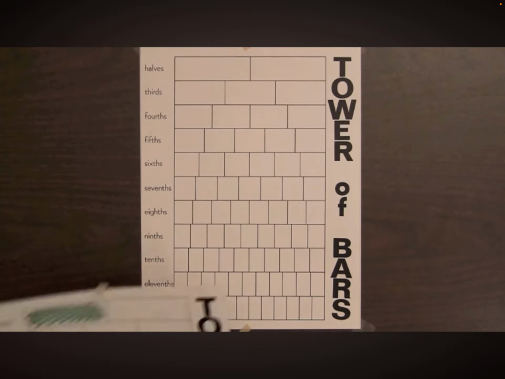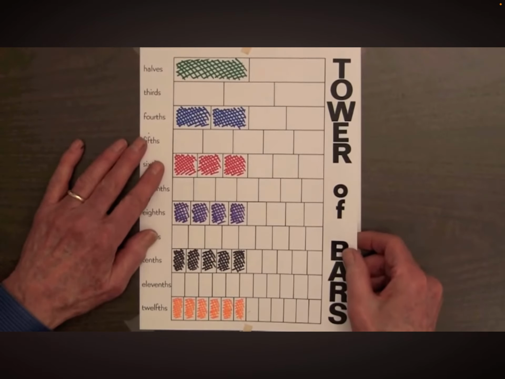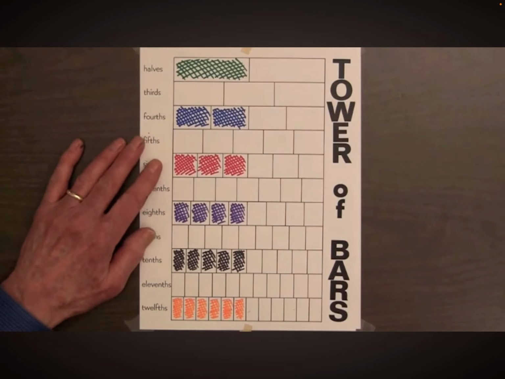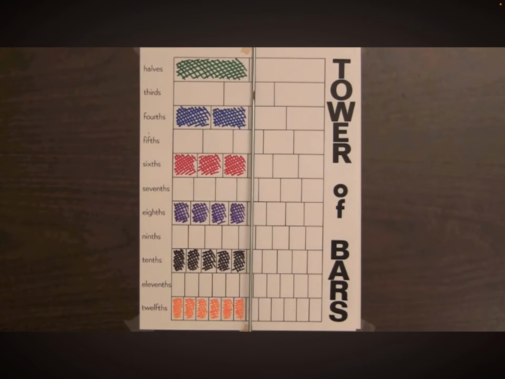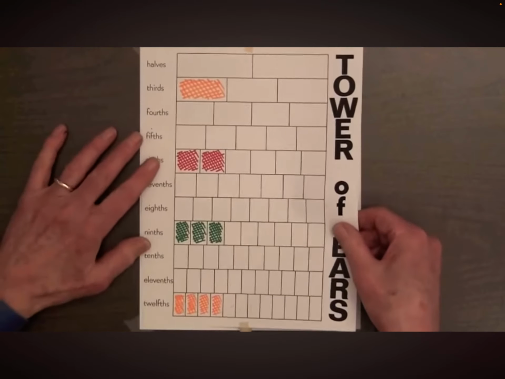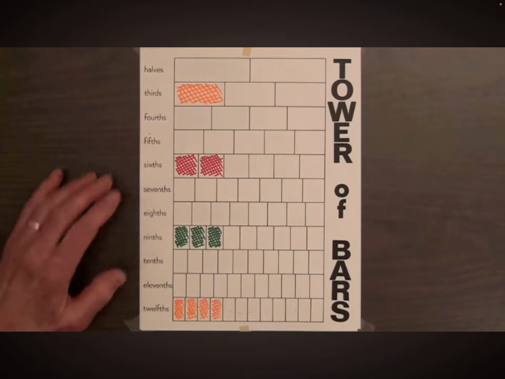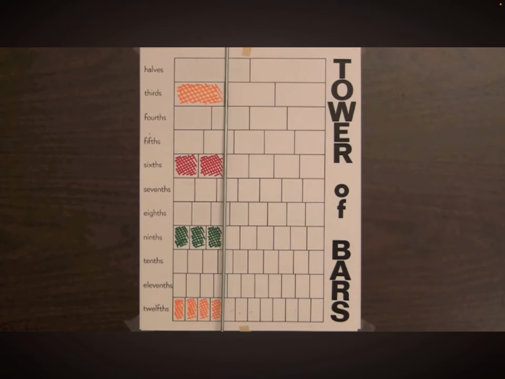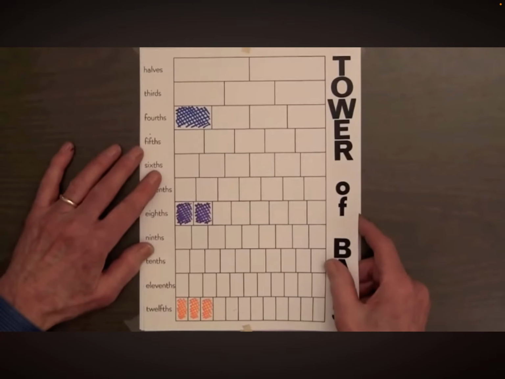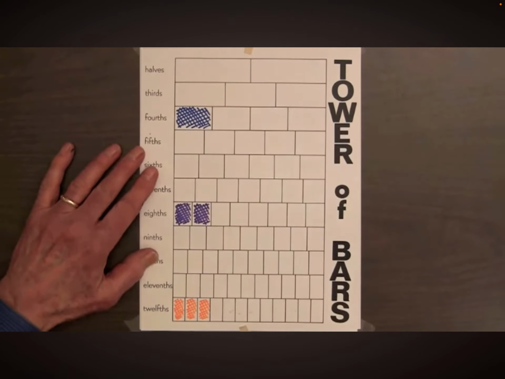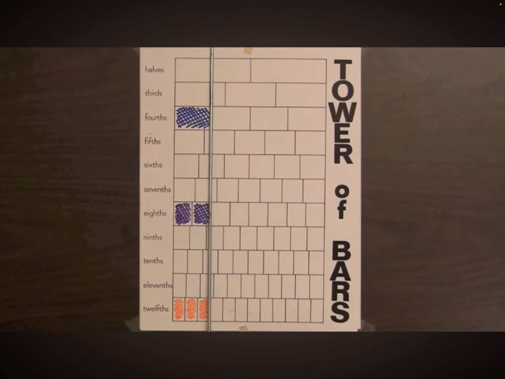For example, every other bar can be half shaded to show fractions that are equal to 1/2. Similarly, every third bar can be shaded to represent fractions equal to 1/3. And we could shade every fourth bar to show that 1/4 is equal to 2/8, which is equal to 3/12.